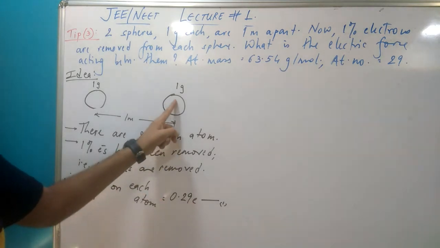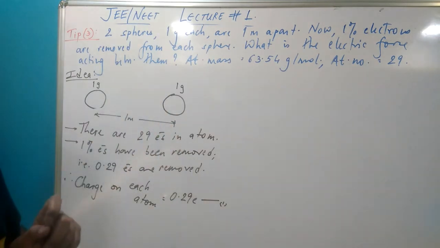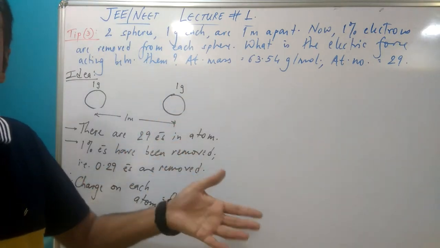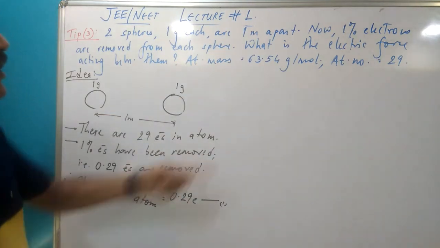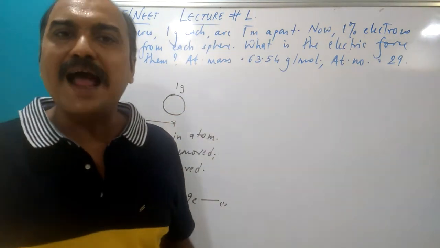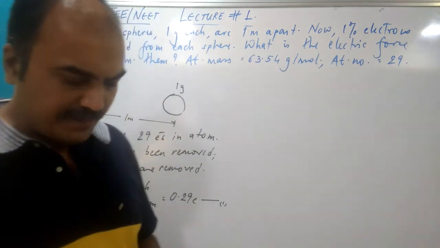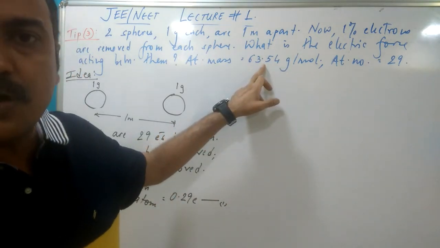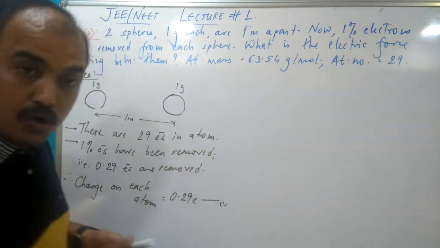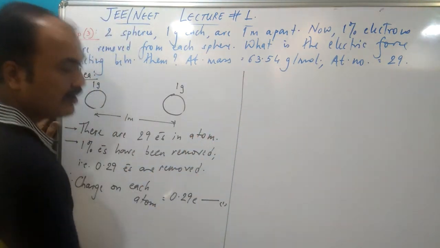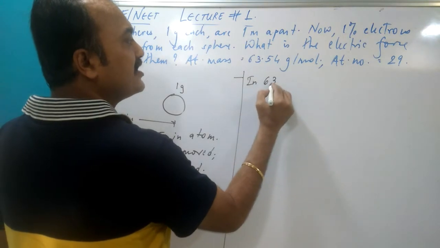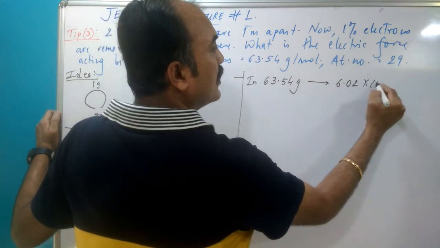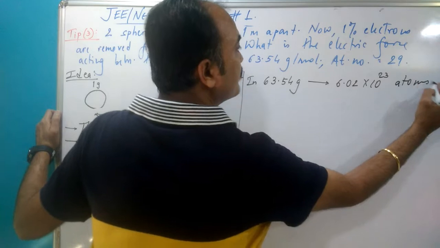Now, how many atoms are there in this sphere? That will be found out using this idea. 63.54 gram per mole. That means 1 mole of atoms will have a mass of 63.54 gram. So look here, please. In 63.54 gram, there is 1 mole, that means 6.02 into 10 raised to 23 atoms.